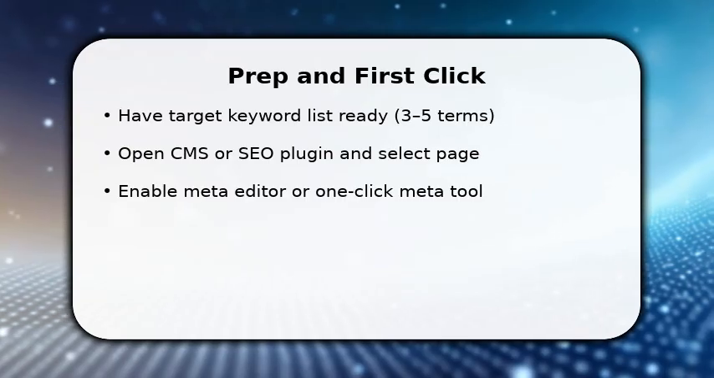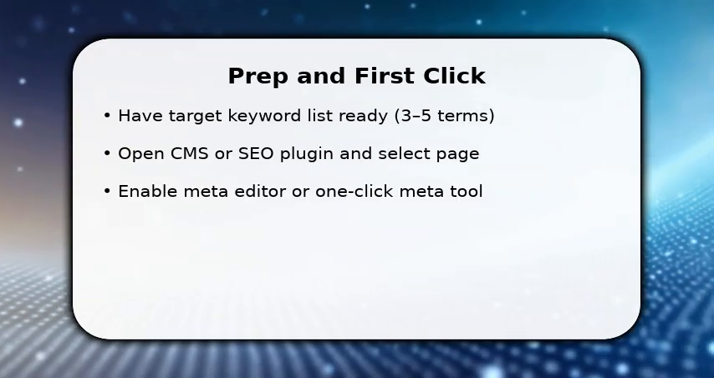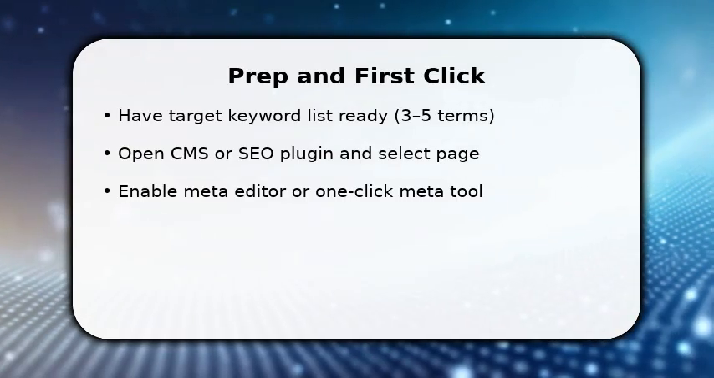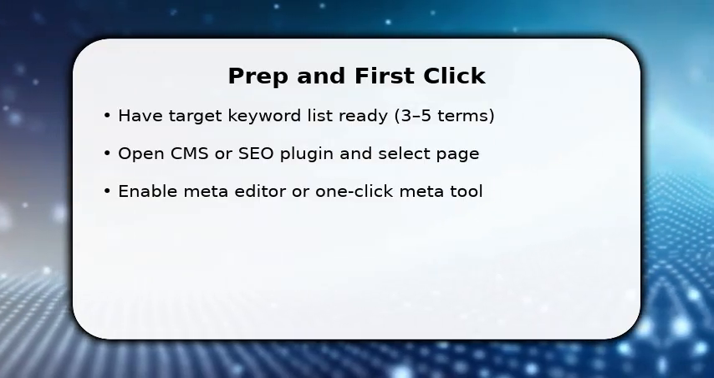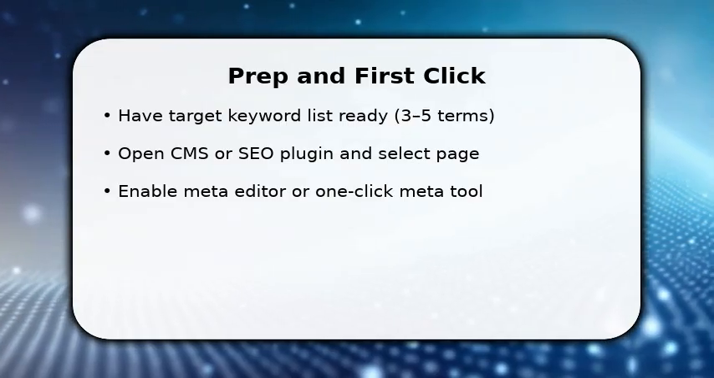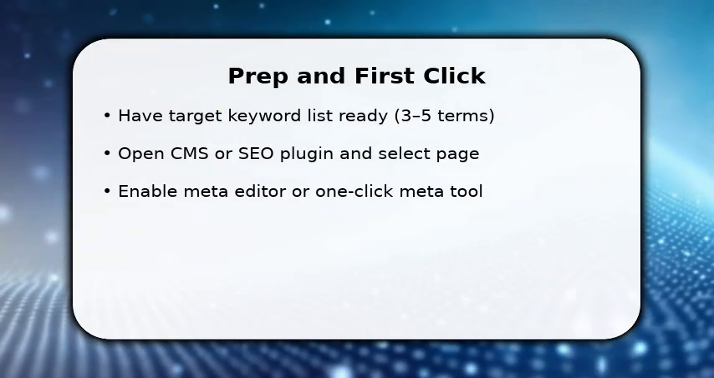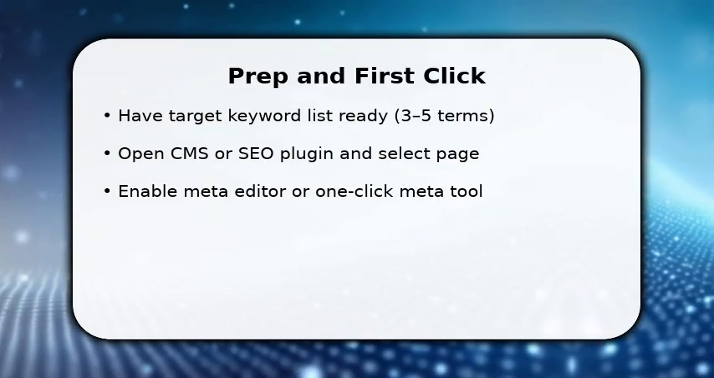You already have keywords, so start now. Open your CMS and pick the page you want to optimize. Once the page loads, activate the one-click meta tool or SEO plugin. This links fields automatically. Next, choose your primary keyword from your list and paste it into the tool's main field.